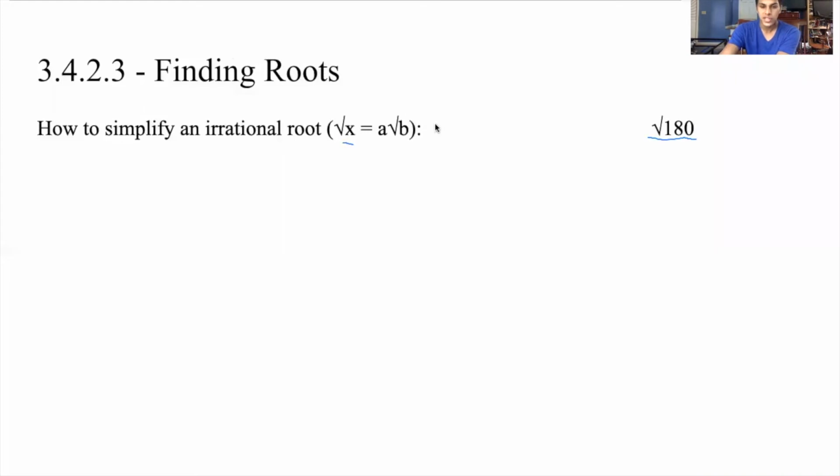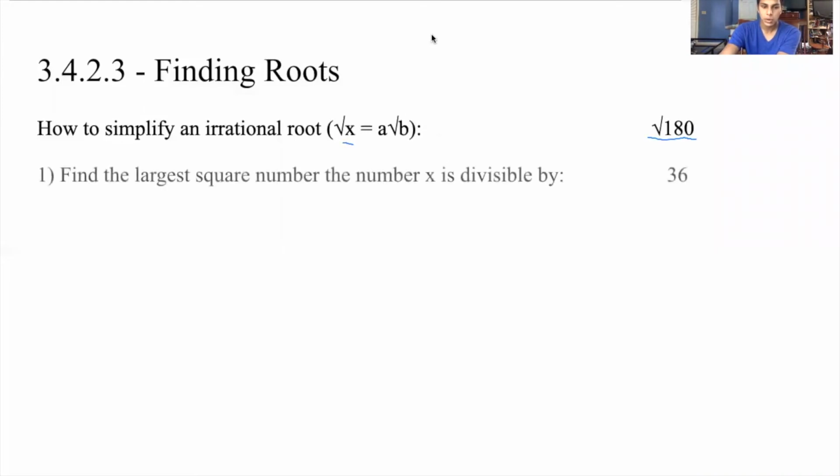Your first step is to find the largest square number that x is divisible by. Because in the end, you want to be able to find what a and b are, and this is what's going to help you do it. The largest square number that 180 is divisible by is 36, right? Now, it's divisible by other square numbers, such as 4 and 9, but 4 and 9 are not the largest ones, so we don't care about those. We need to find the largest one, which is 36.